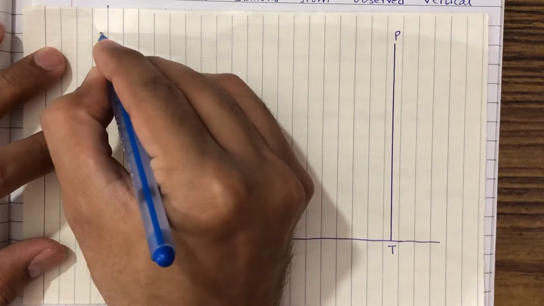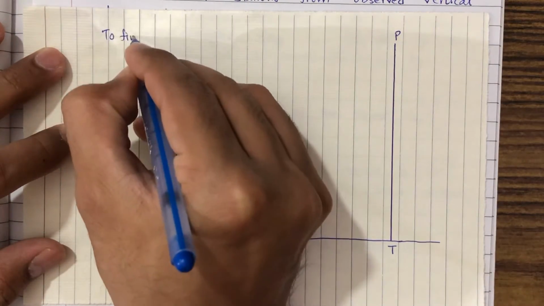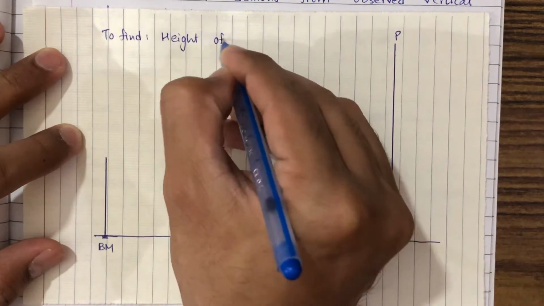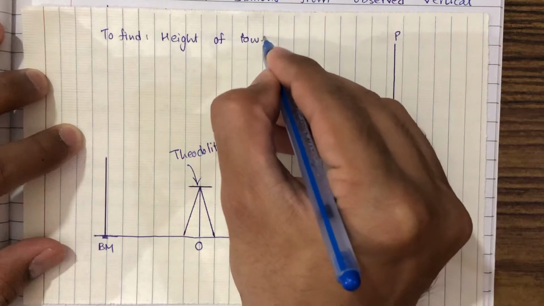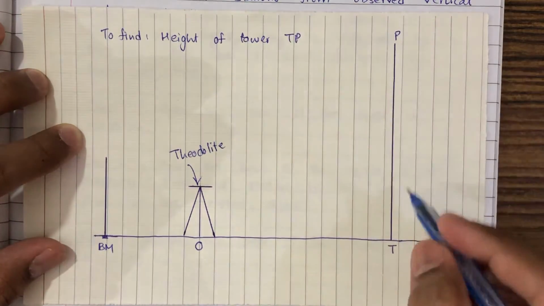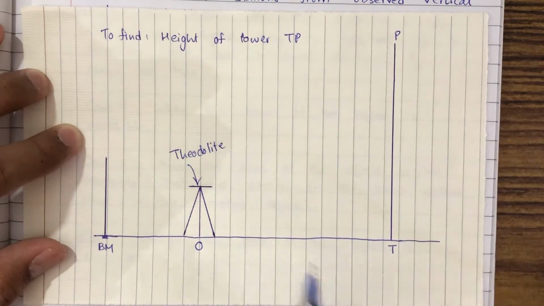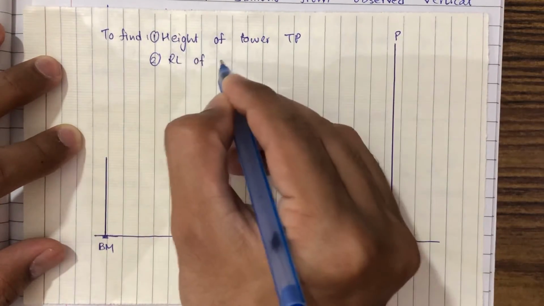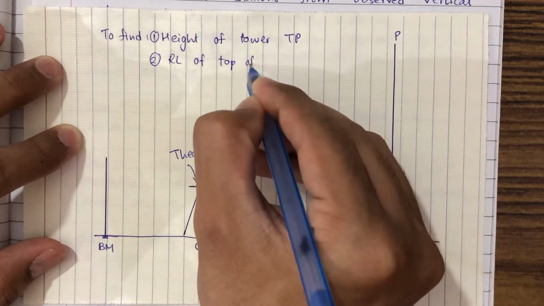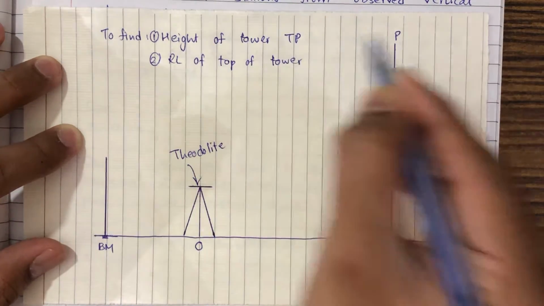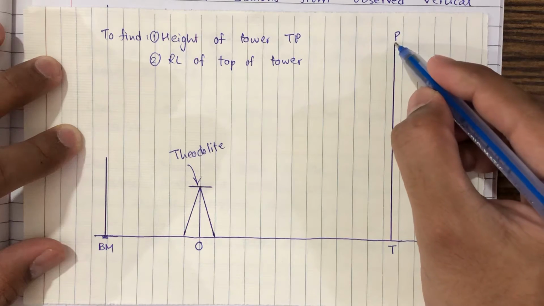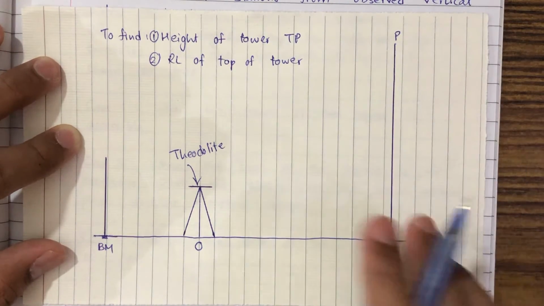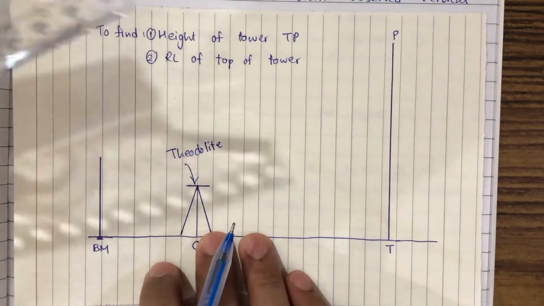So, here we need to find the height of tower TP, and also the reduced level of the top of the tower, meaning the top of the tower is this point P. We need to find both. So, let us see how this can be done.